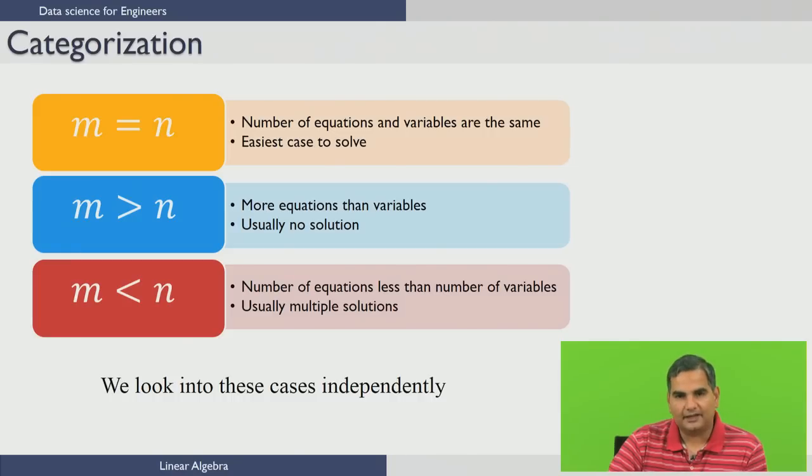When m is less than n, the number of equations are less than the number of variables. What this basically means is that we have a lot more variables than necessary to solve the given set of equations. So, in a general case, this will usually lead to multiple solutions. So, the first case is the easiest to solve, the second case does not have a solution usually, and the third case has multiple solutions. What we are going to do is look into these cases independently and then combine all of them using the concept of pseudo inverse.